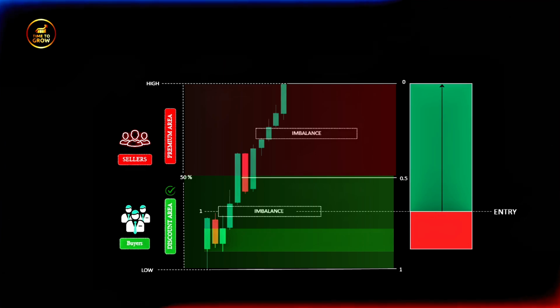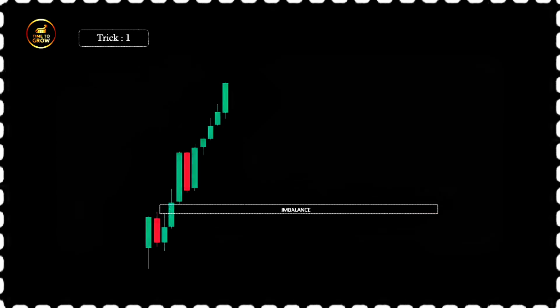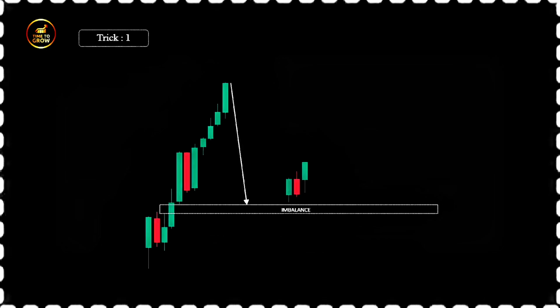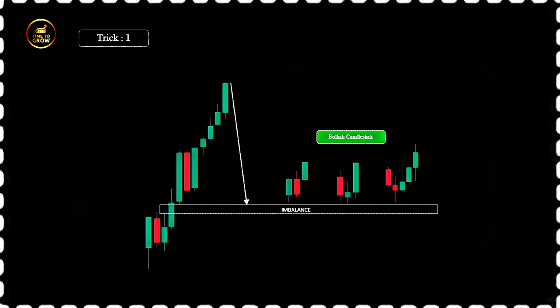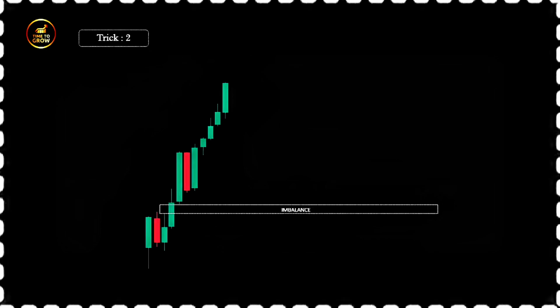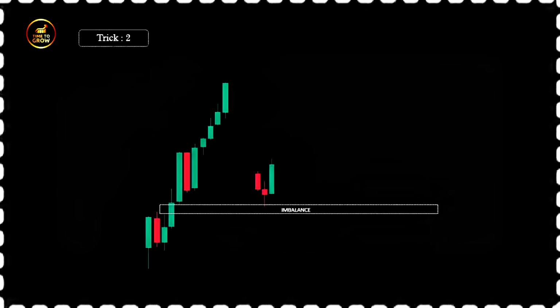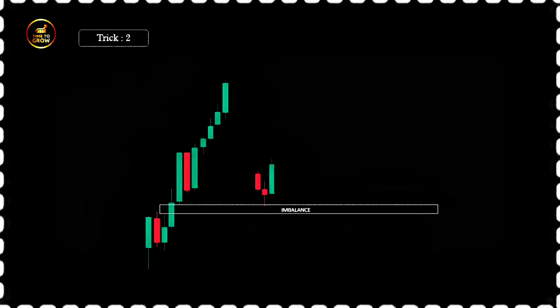Now let's learn a few secret tricks for entering trades in imbalance zones. Trick number 1, when price enters the imbalance area and forms a bullish candlestick pattern, you can take a long entry from that zone. Trick number 2, if price touches the imbalance area only once and reverses immediately, the chances of profit are very high.